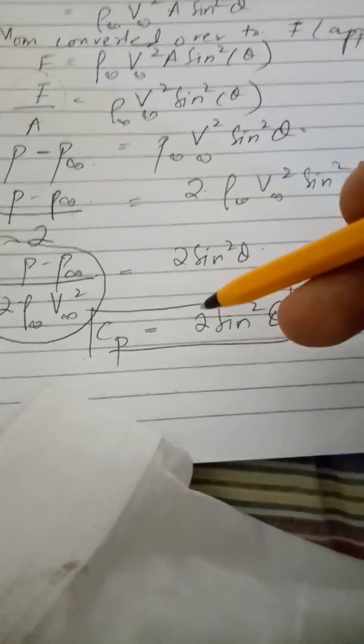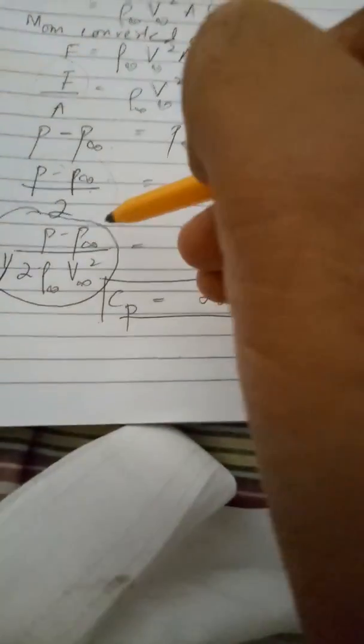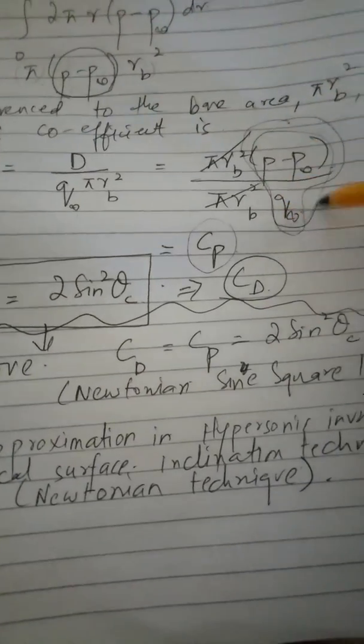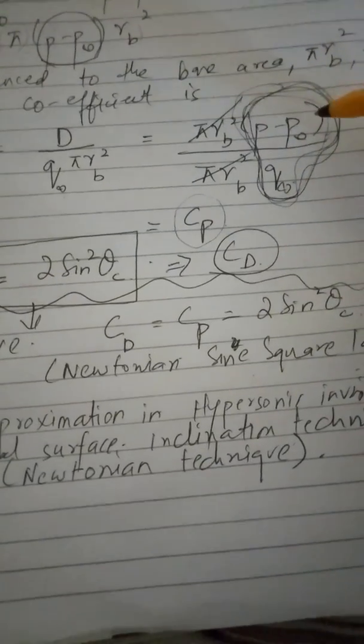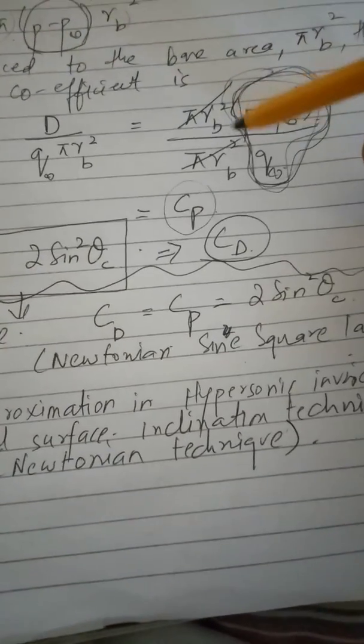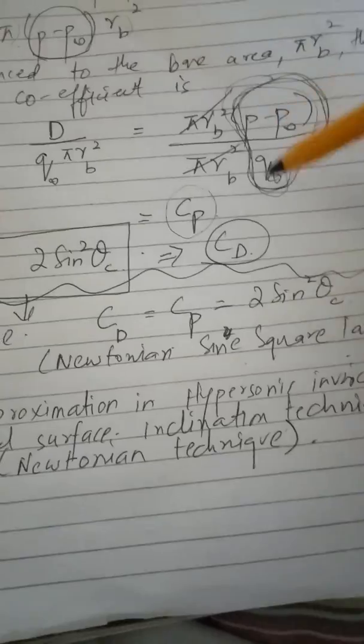So this is Cp, which is equal to 2 sine square of theta. Why we have taken it equal to the coefficient of pressure in this example is because we have learned that this whole stuff is also equal to the coefficient of pressure when we take it with the base area, which is pi rb square.